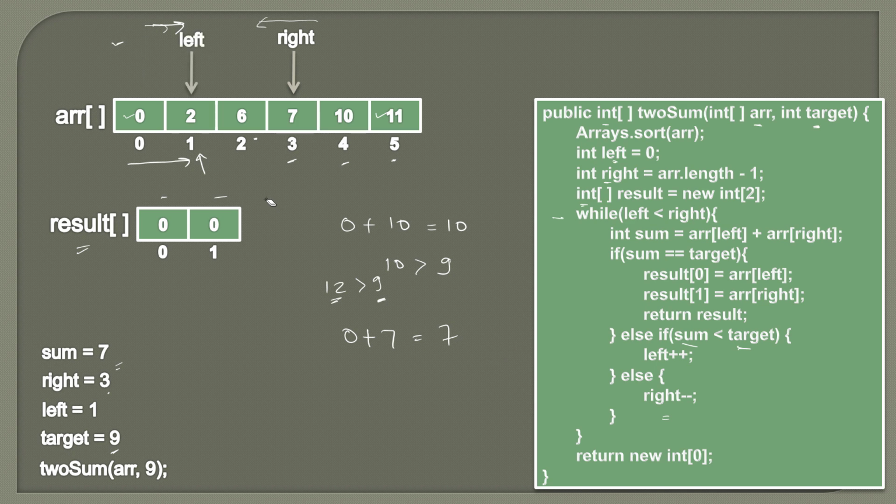Moving ahead, we will check whether left is less than right or not. So left is less than right. We will take their sum at their respective indexes. So it will be 2 plus 7, which is 9. So sum will become 9.